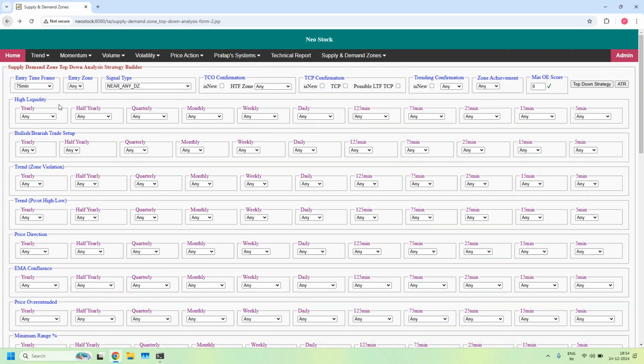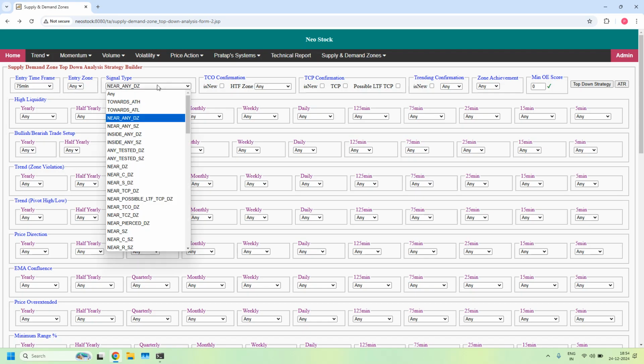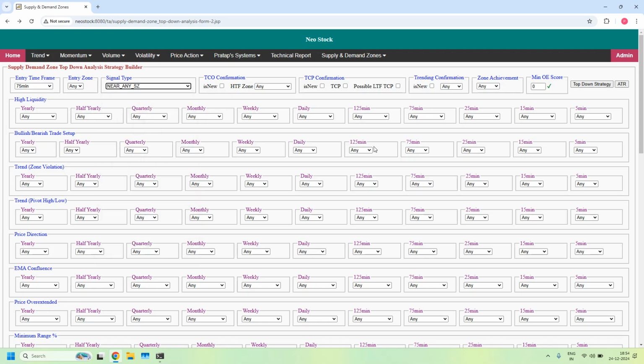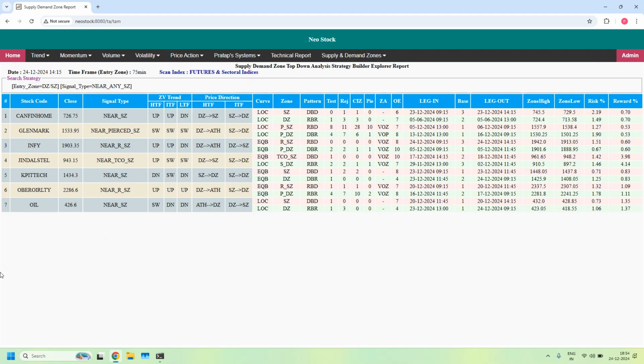Okay. Next, 75 minutes time frame. Let us find the stocks near 75 minutes supply zone. 7 stocks are filtered. Let us identify high liquidity 75 minute supply zones from this list. Infy is having a high liquidity 75 minute supply zone. Oberoi Realty is also having 75 minutes high liquidity supply zone. So we have identified 2 high liquidity 75 minute supply zones from this list.